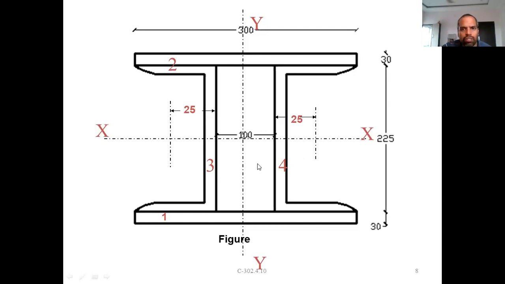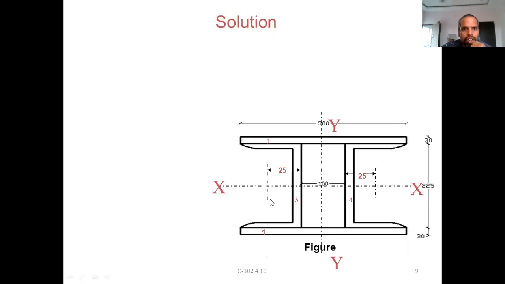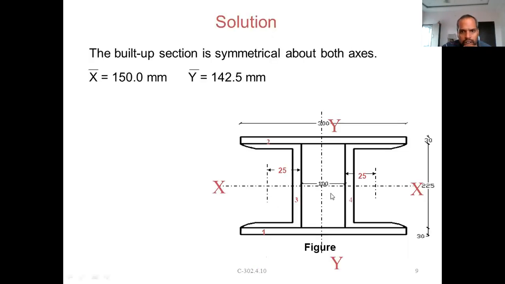Now let us see what are the values of the centroid, x bar and y bar. Now x bar is equal to, in this case, the given figure is written here again, right? If you calculate the x bar of the built-up section, it is very simple again. What is the distance? It is 225 plus 30 plus 30, that is 285. 285 by 2 means 142.5. The calculation is the same, half of the distance only, but previously it was 250, now it is made 225. So that is the only difference. Remaining everything is the same, right?